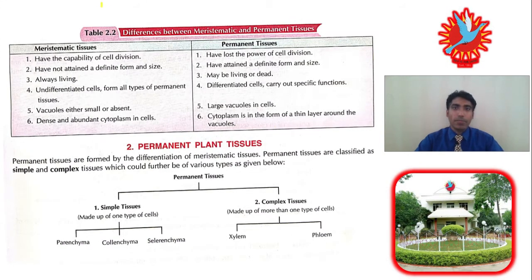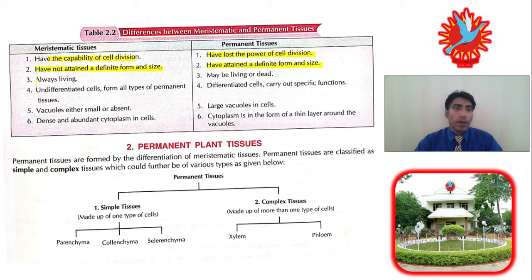Differences between meristematic and permanent tissue. As you already know, the cells of the meristematic tissue have the capability of cell division. On the other hand, the cells of the permanent tissue have lost the power of cell division. Meristematic tissue has not attained a definite form and size because it has undifferentiated cells. On the other hand, permanent tissue has attained a definite form and size because it has differentiated cells.